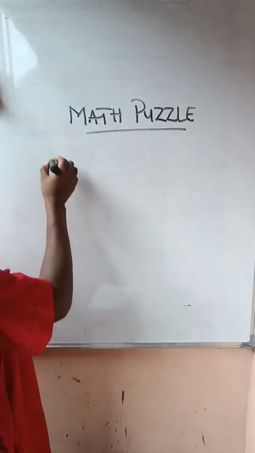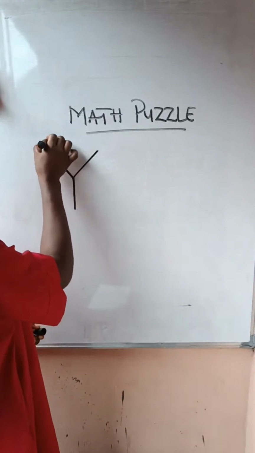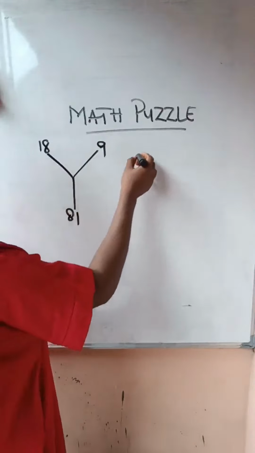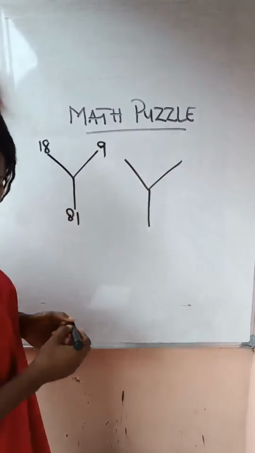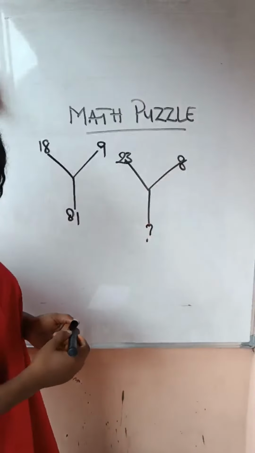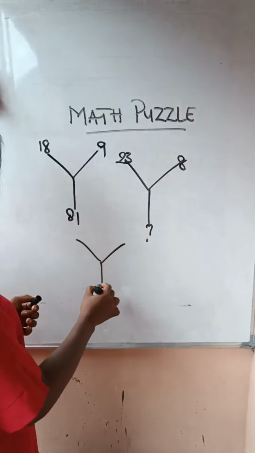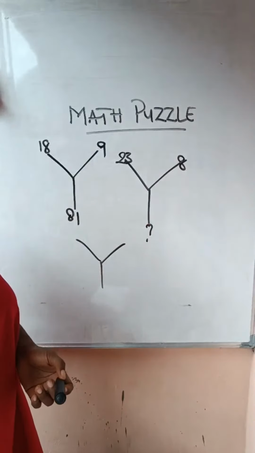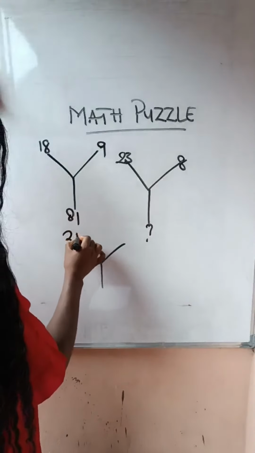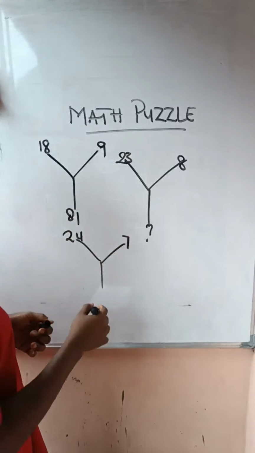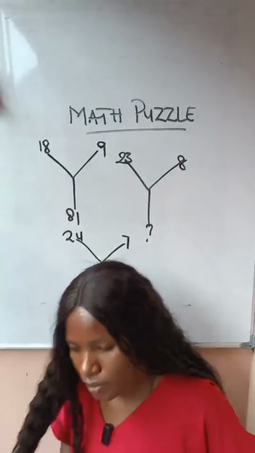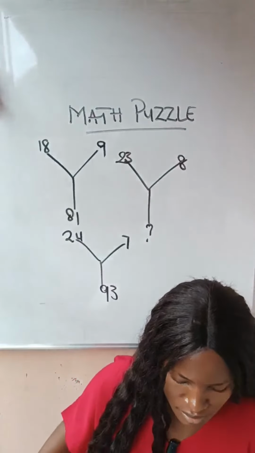Now let's do this. So I have 18, I have 9, and I have 81. I have 23, I have 8, and this is a question mark. I have 24, I have 7, and I have 93. So what is the missing number?